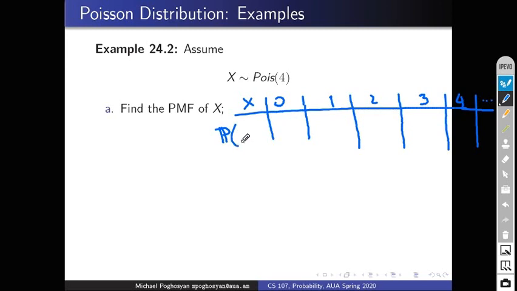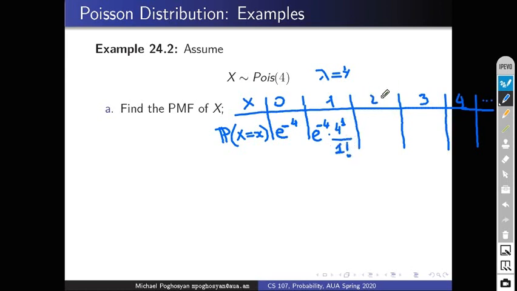So the probability that x will take the particular value small x. If x is 0, so x is taking the value 0 with the probability e to the minus lambda, and lambda is 4, sorry. Lambda is 4. E to the minus 4. The probability that x will take the value 1 is e to the minus lambda times lambda to the k, k is 1. So 4 to 1 over 1 factorial.